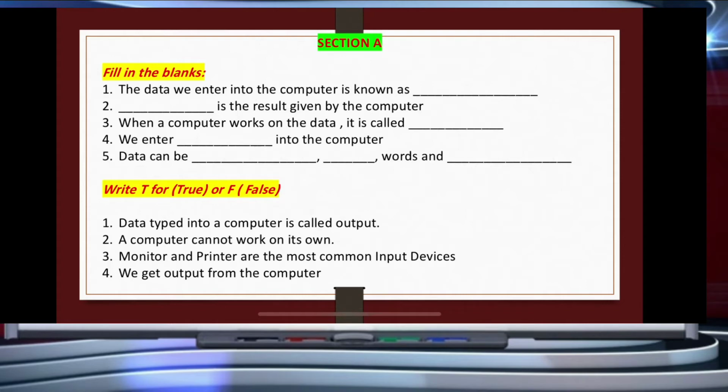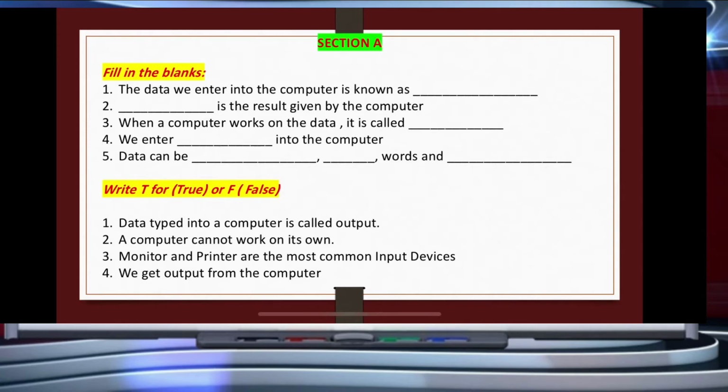Then fourth: we enter dash into the computer. What do we enter? We enter data and instructions into the computer. Fifth: data can be. I have already explained it to you. Data can be letters, data can be numbers, data can be words, and data can be pictures.